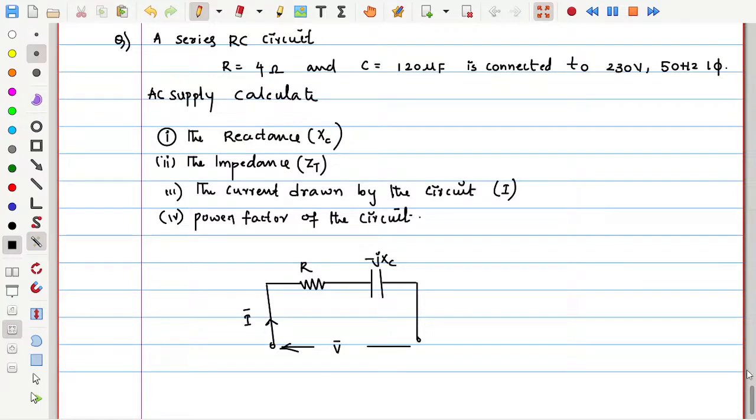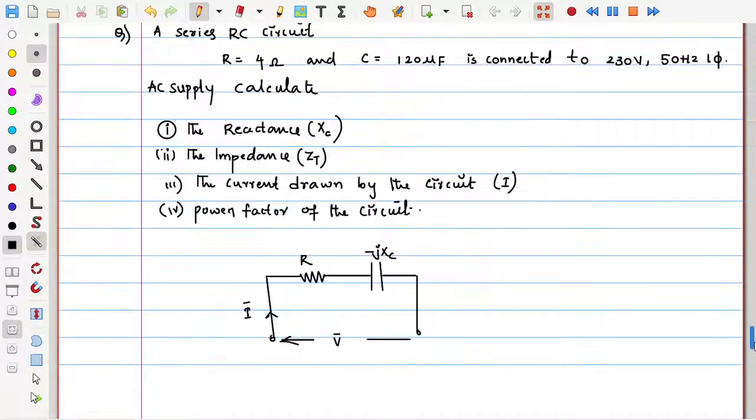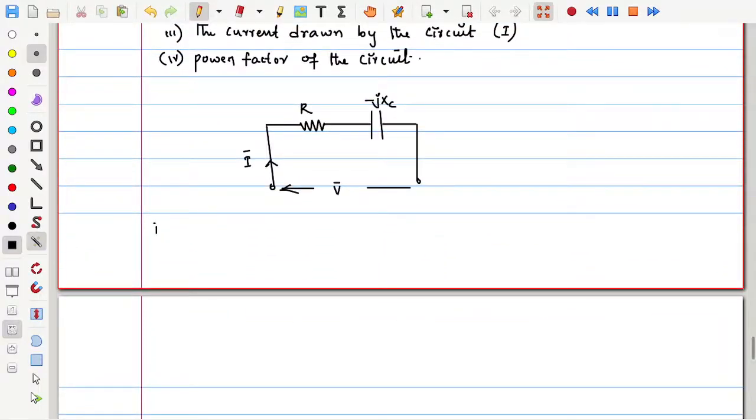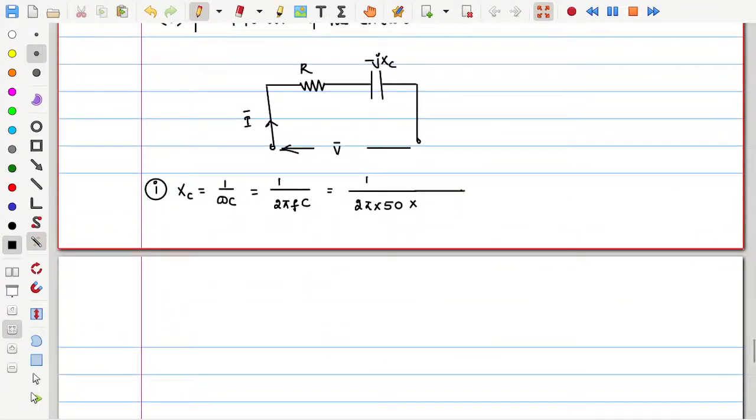Now tell me, how much is the reactance of the capacitor? First one. So let me calculate XC. XC is equal to 1 by omega C. Don't forget this. Omega is 2 pi f into C, which is equal to 1 by 2 pi into 50 into, how much is the capacitance value? 120 micro. So into 120 into 10 power minus 6. Micro means 10 power minus 6. How much will we get? Just quickly calculate: 1 by 2 pi into 50 into 120 into 10 power minus 6.